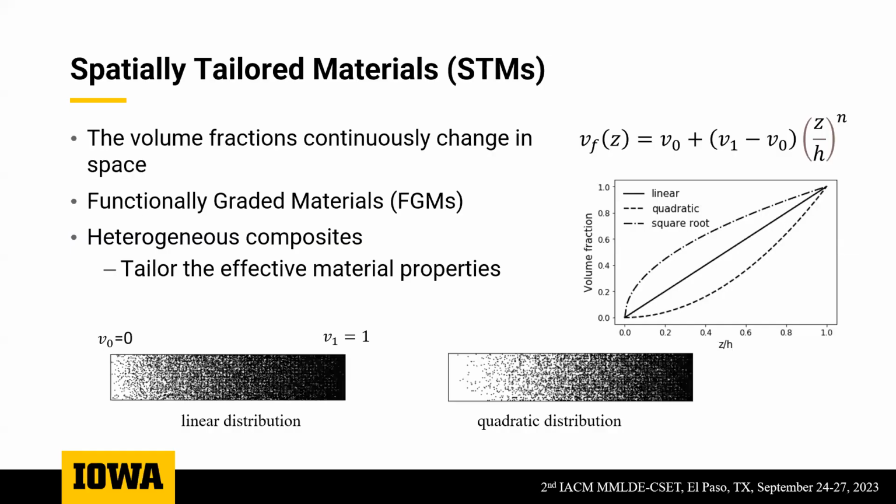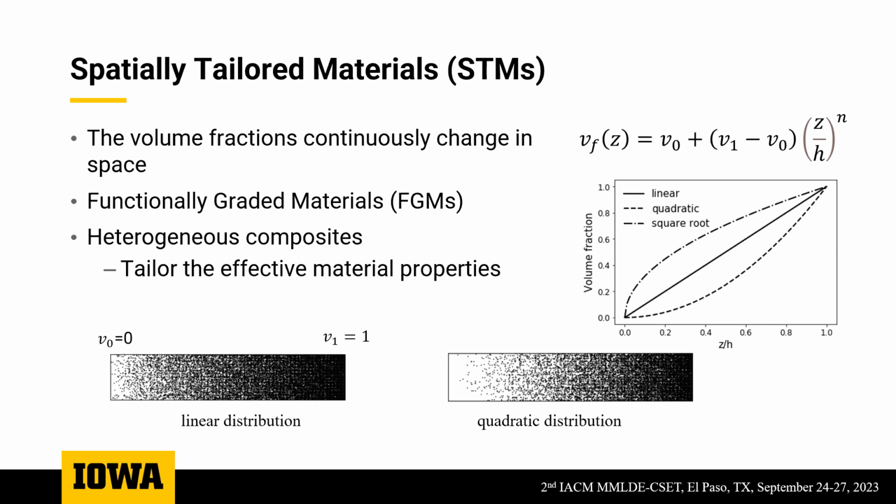The composites we studied are spatially tailored materials in which the volume fraction continuously changes in space. This material is also called a functionally graded material, and it is heterogeneous. Due to the volume fraction distribution, we can tailor the effective material properties.